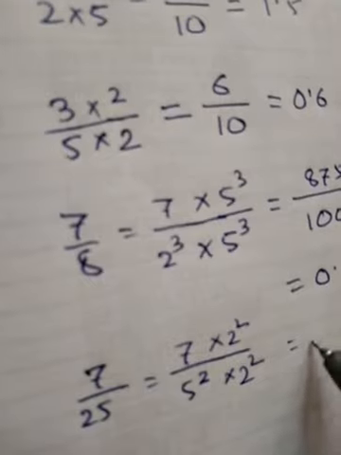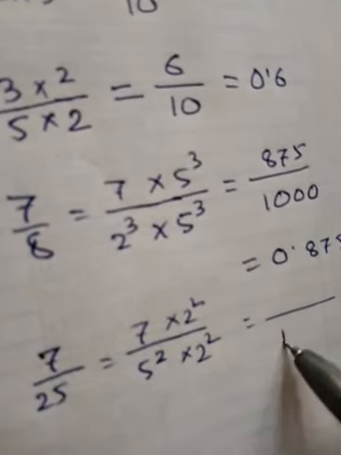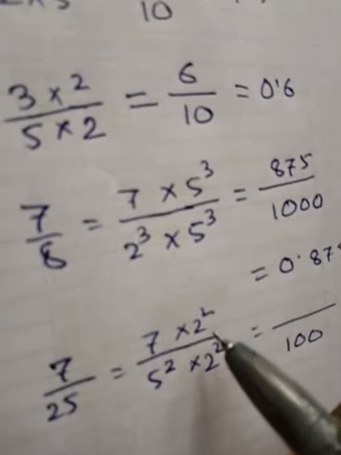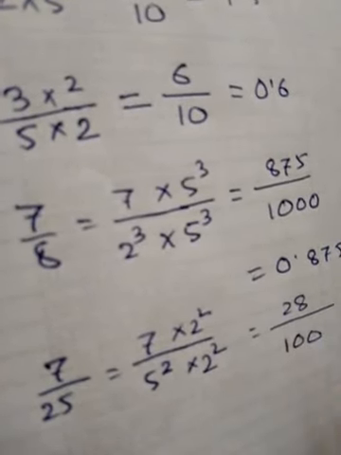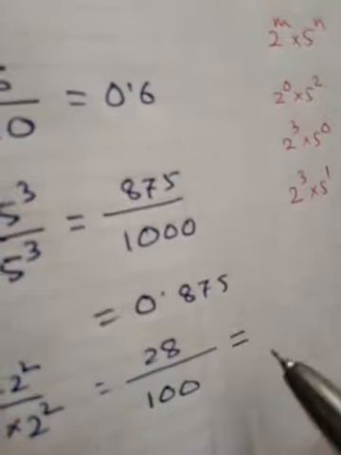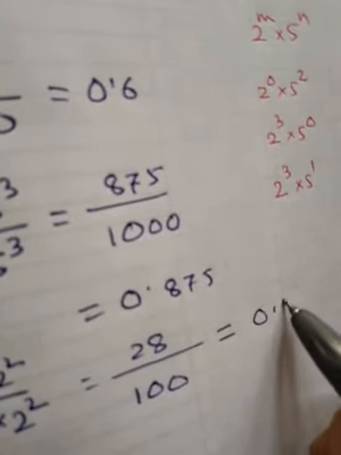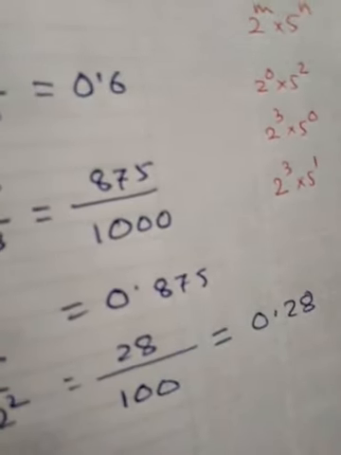So this will become 100, and in numerator will be 2 squared is 4, 4 times 7 is 28, and then the answer would be 0.28.